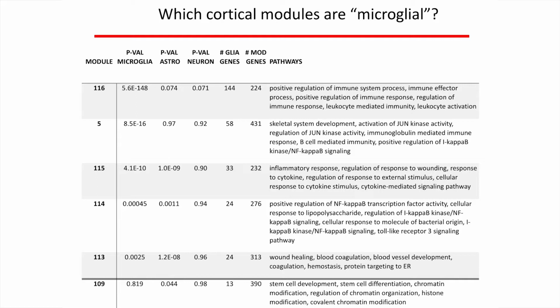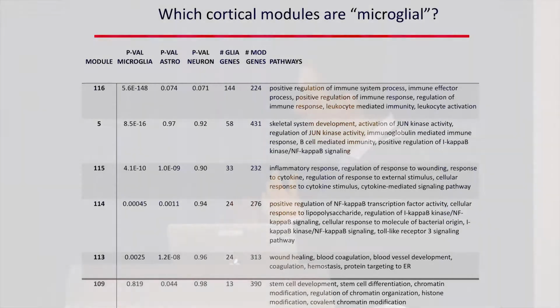Module 5 is another one that's quite enriched, and when we look at other cell types, such as astrocytes and neurons, they're really not enriched at all. So they're really quite specific for microglia. On the other hand, some of these other modules over here, while they're enriched for microglial genes, are also enriched for astrocytic genes, suggesting that these may be shared transcriptional pathways between astrocytes and microglia, because of course astrocytes contribute to inflammatory processes.